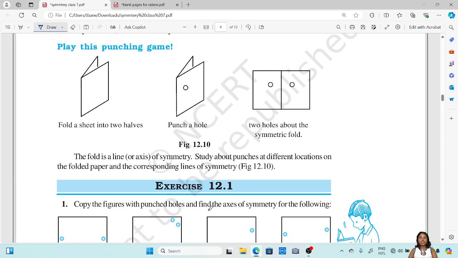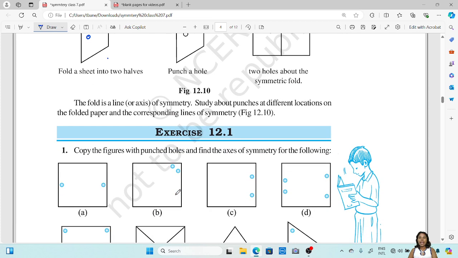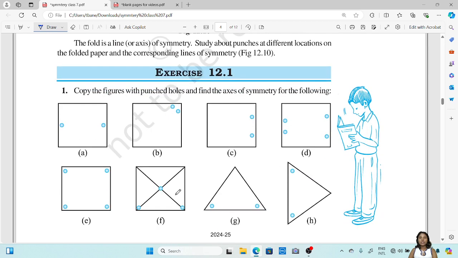Now, play this punching game. In this, what they have done simply is that they have taken a sheet of paper, and then they have punched a hole at this point. So now, what will happen? The hole will come on two different places, and it will be in symmetry. It will be exactly at the same point as the other one. So, a fold is a line or axis of symmetry. Study punches at different locations on the folded paper and the corresponding lines of symmetry.